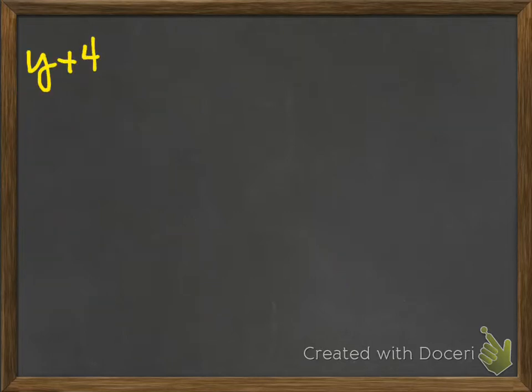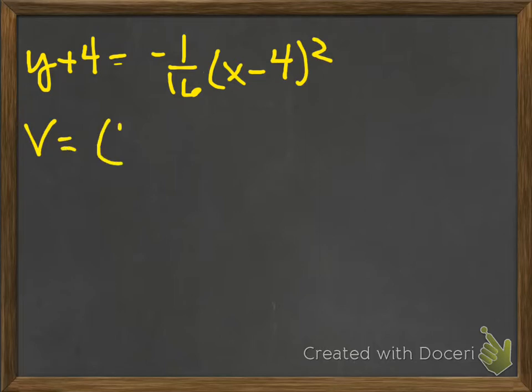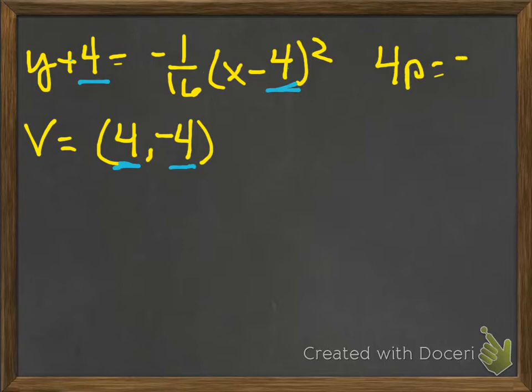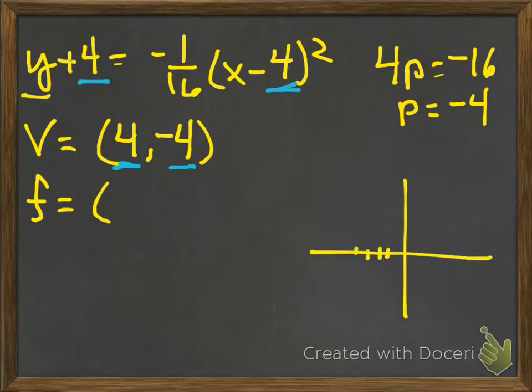Last example, y plus 4 is equal to negative 1/16 (x minus 4) squared. Same thing, vertex positive 4 and negative 4. Now, keep in mind, this right here is that point there, the opposite. X with x, y with y. 4p is equal to negative 16, so p is equal to negative 4. So that means my focus, which is going to be y, I'm going to go down 4 from negative 4. So that would be 4 comma negative 8.